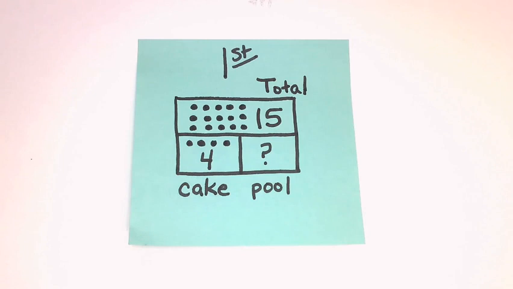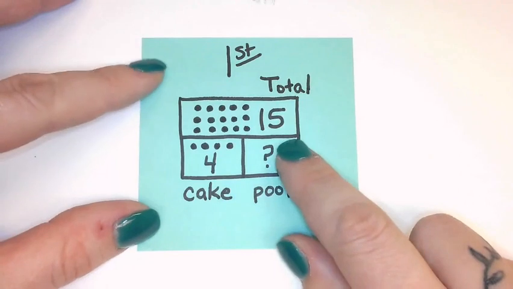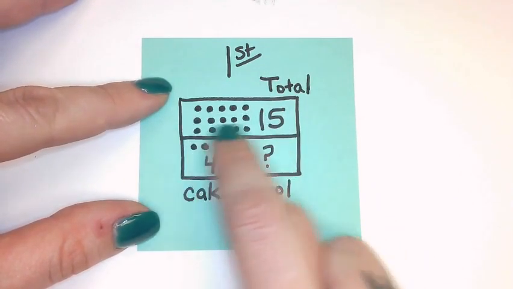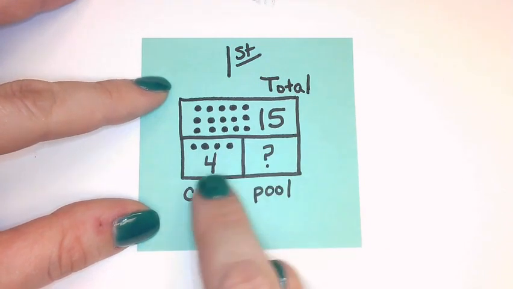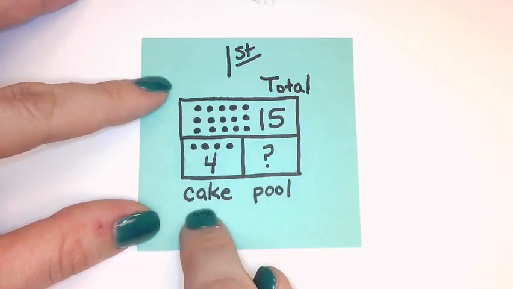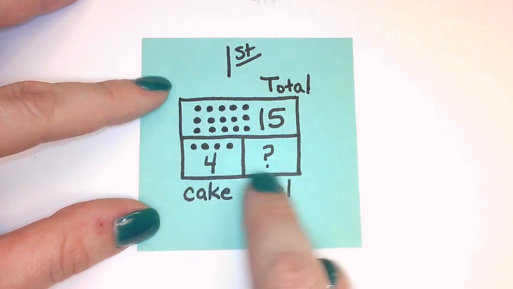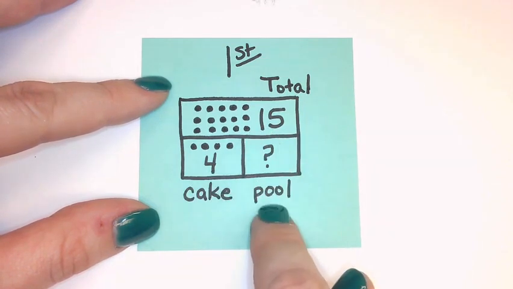So in this problem, at the party, there were 15 friends. Some were in the pool swimming, and 4 were eating cake. How many friends were swimming? We have the 15 friends labeled up here and drawn like a 10 frame in sets of 5. We also have the 4 friends that are eating cake, labeled here with the noun and with the number, and then we don't know how many friends are in the pool.